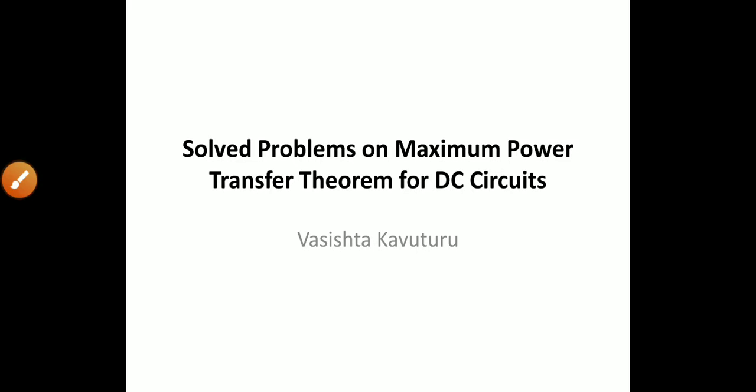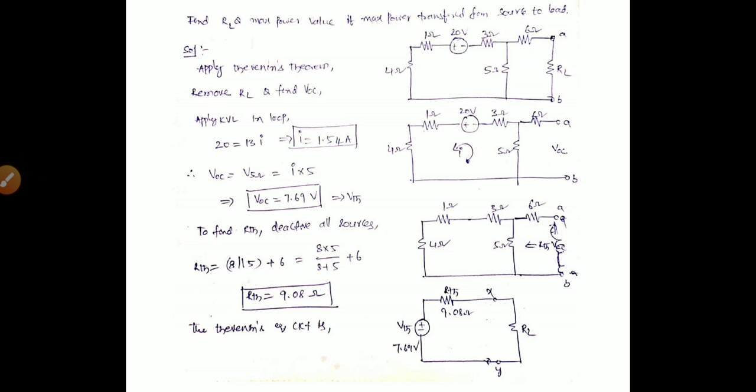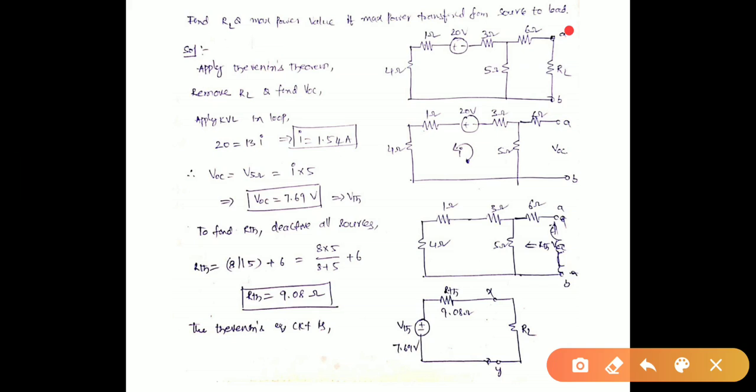In this video, we will see some solved problems on the maximum power transfer theorem for DC circuits. First problem is to find the load resistance and maximum power value if the maximum power is transferred from source to load. From the given network, the load resistance RL is connected at the terminals A and B. We want to find the resistance of RL and also the maximum power that is transferred from source to load.